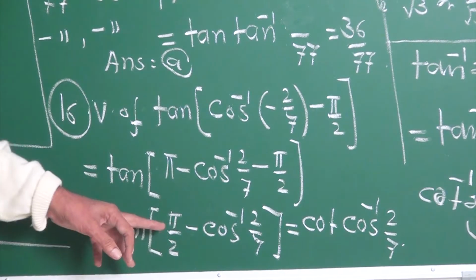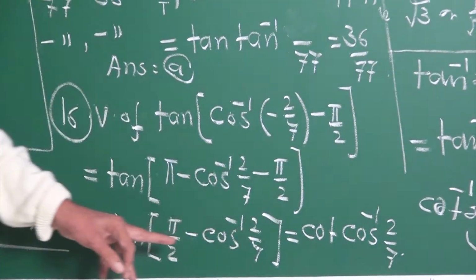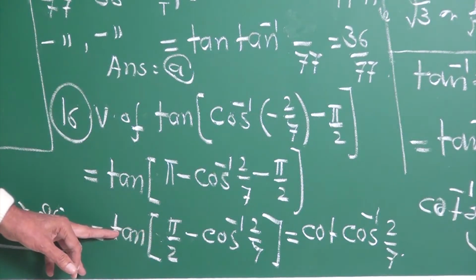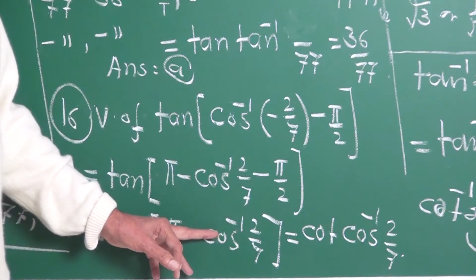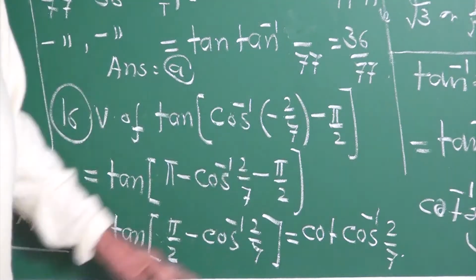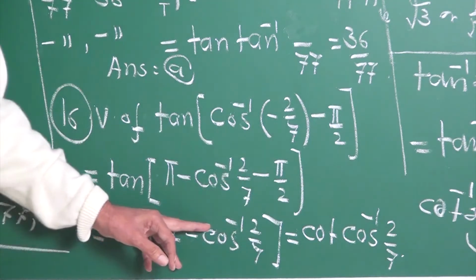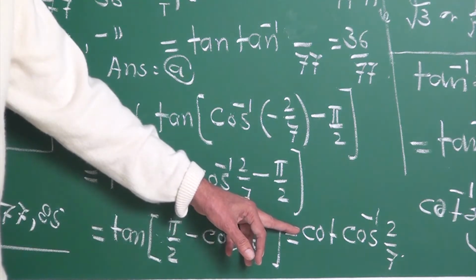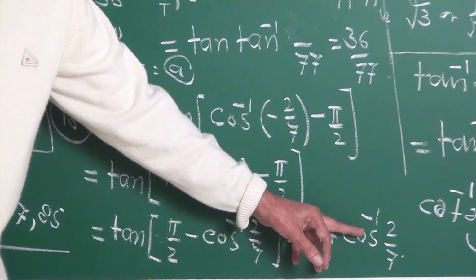Then where is the angle? Pi by 2 means tan changes to cot. Pi by 2 means allied angle. Tan changes to cot of this angle, cos inverse 2 by 7. What about the sign? The angle is in the first quadrant. First quadrant means the sign is positive. Then you convert this cos inverse to cot inverse.